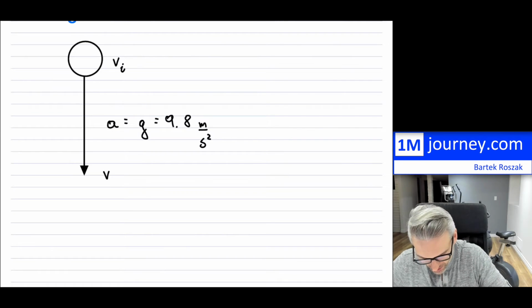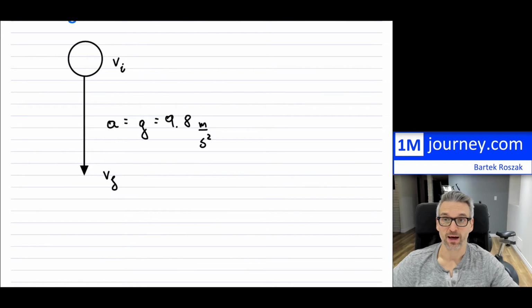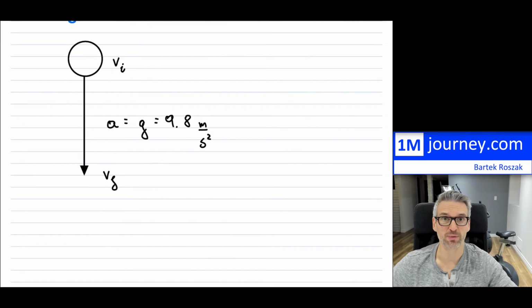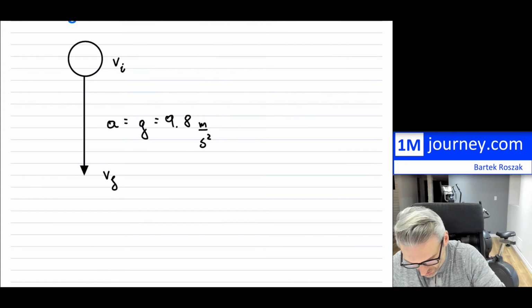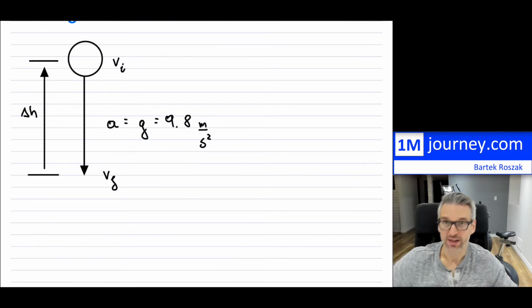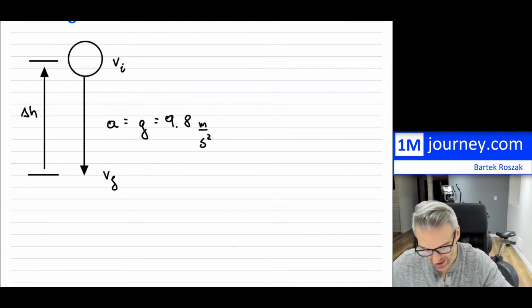Now, if you wanted to find out what the final speed is, obviously there are many ways to do that. However, one way is relating it back to a pretty common kinematics equation. If you imagine the height in between the starting point and this point, I'm going to call this height delta H, which is the change in height, from the initial height to the height at the end.